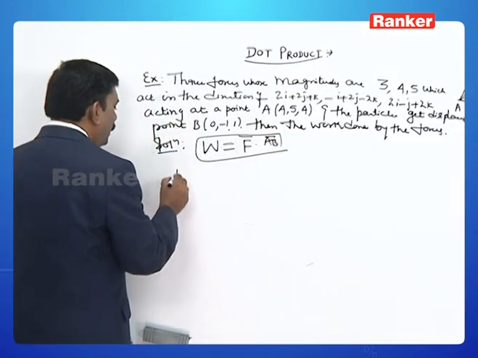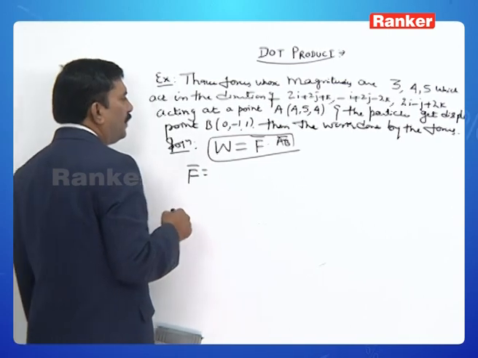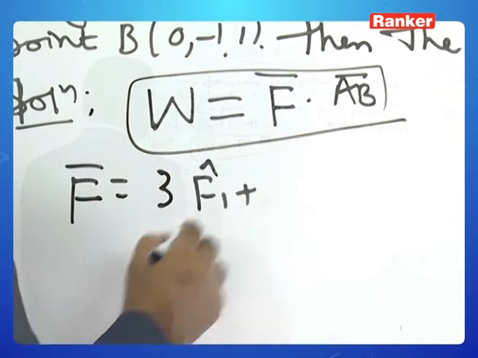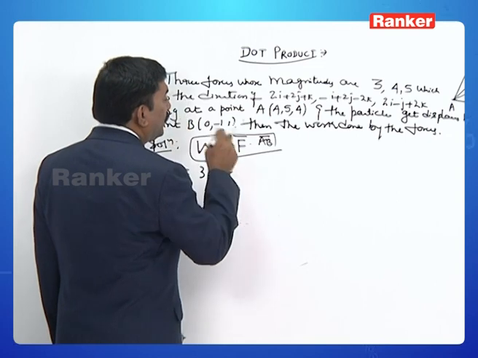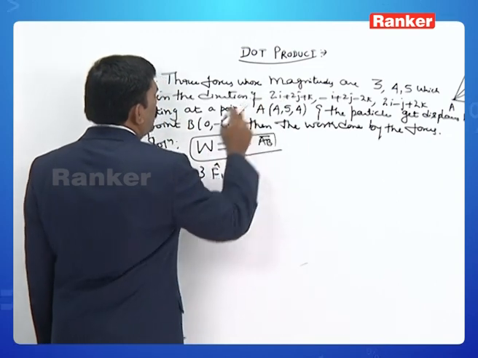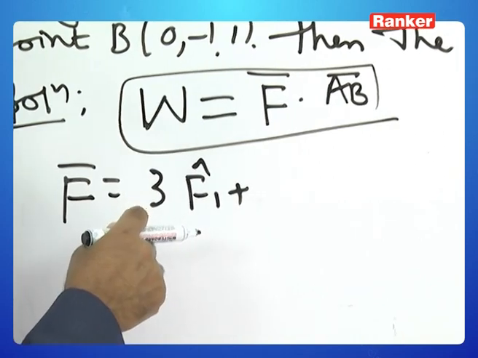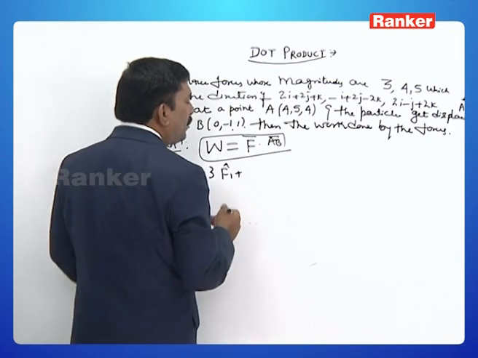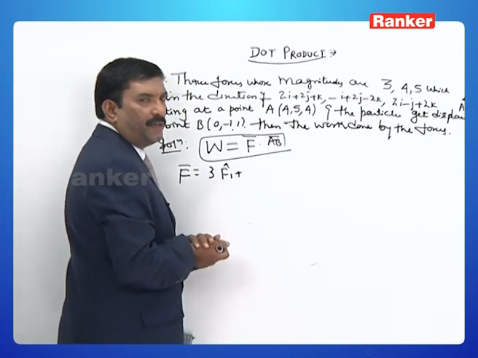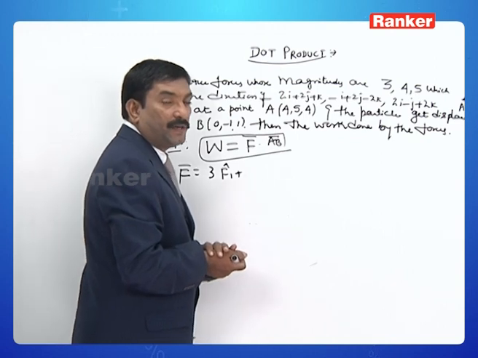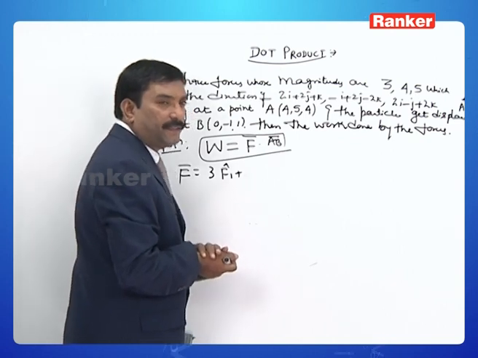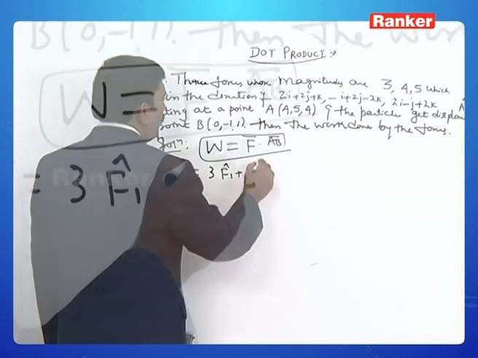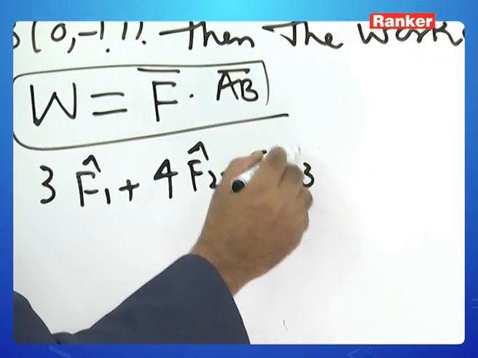But what is F bar? F bar is nothing but 3 into F1 cap, because he has given the magnitude of this force. Whenever the magnitude is given, as we have already come across in vector algebra, whenever you want a vector of length lambda, you have to multiply that lambda into the unit vector. Therefore, 3 into F1 cap, 4 into F2 cap, plus 5 into F3 cap, right.